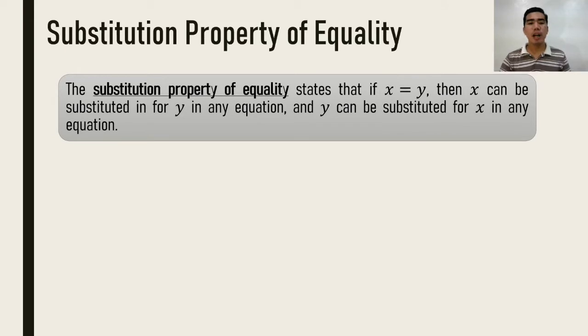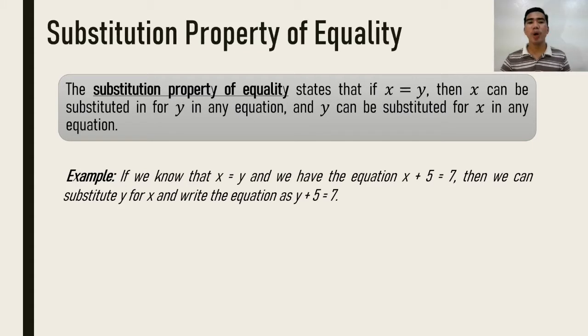So, this is the substitution property of equality. Balikan natin yung grade junior high school natin. The substitution property of equality states that if x is equal to y, then x can be substituted for y in any equation. So, meaning, like, x is equal to 1, I can substitute all values of x with 1. And y can be substituted by x in any value of the equation. So, vice versa. That's why tinatawag siya na substitution property of equality.